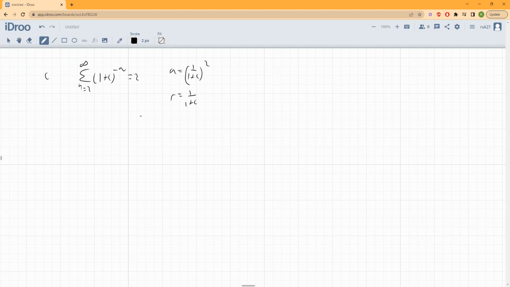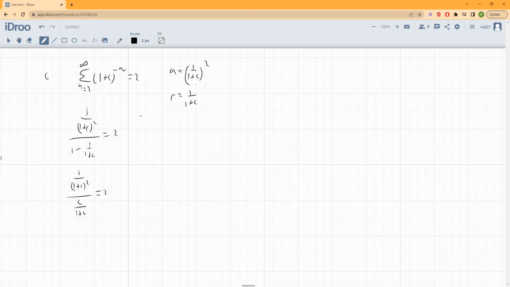So then we know our rule for convergence, how we calculate that. It's a over 1 minus r. So 1 over 1 plus c squared, over 1 minus 1 over 1 plus c, is equal to 2. So then we start calculating. On the bottom, 1 minus 1 over 1 plus c is going to be c over 1 plus c, and that equals 2.